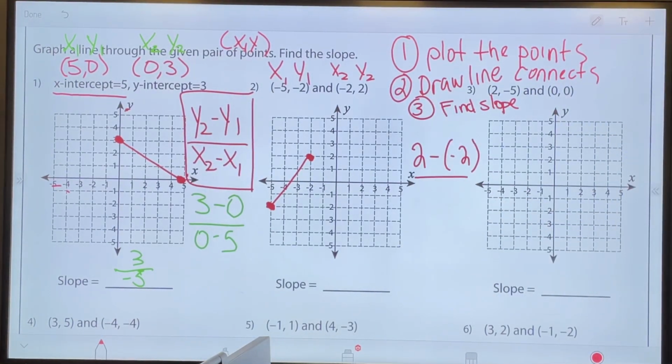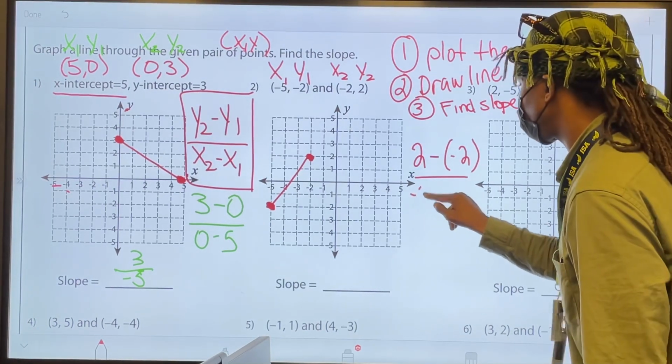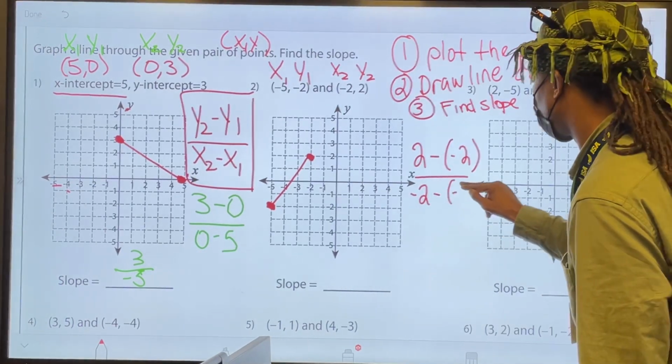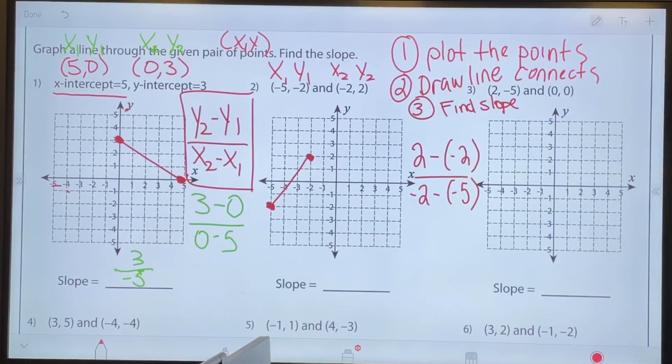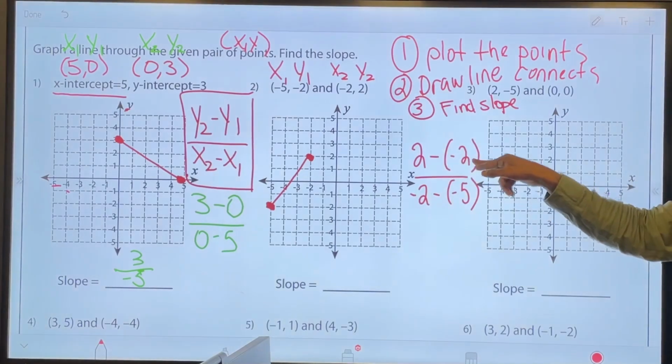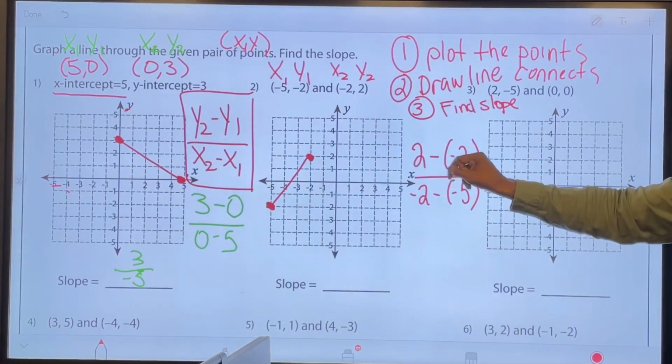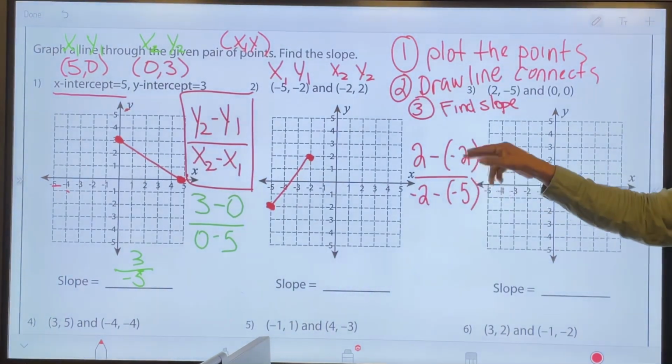Over X2 minus X1. Very good. Now you just got to do some math. 2 minus negative 2. Keep, change, flip. Keep, change the minus to plus, change the negative to plus.